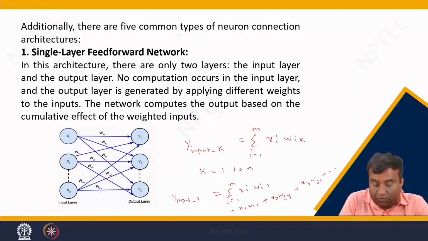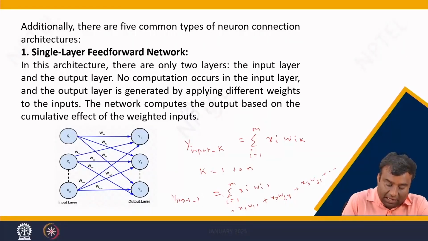Additionally, there are five common types of neuron connection architecture. One is the single layer feed forward network. In this architecture, there are only two layers, the input layer and the output layer. No computation occurs in the input layer, and the output is generated by applying different weights to the input. The network computes the output based on the cumulative effect of the weighted input.